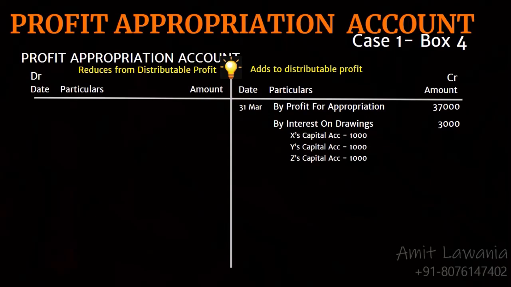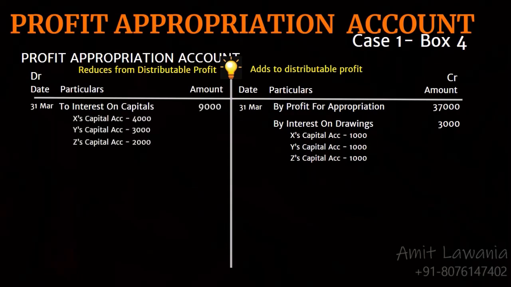Now, going to the debit side. Always start with the date. We start by putting the interest on capitals, their breakup for each partner, and the total amount. Again from box 2. Write down the salary to partner Y at rupees 12,000. Z's commission at rupees 4,000. All figures now coming from box 2.